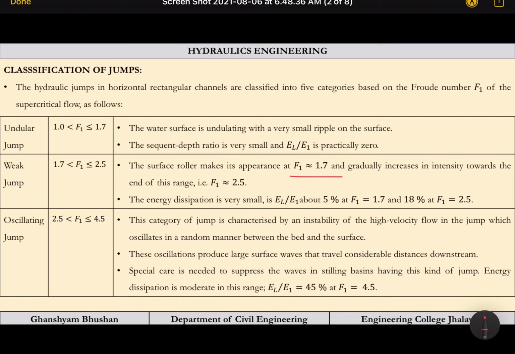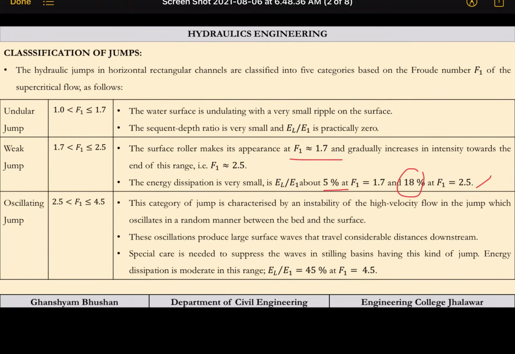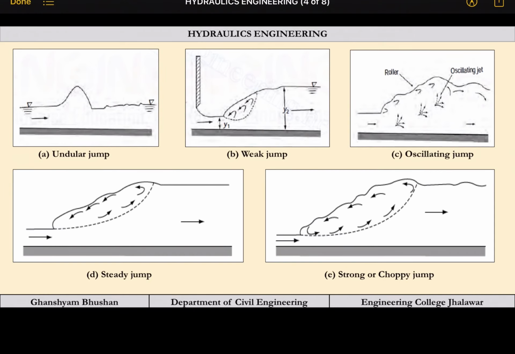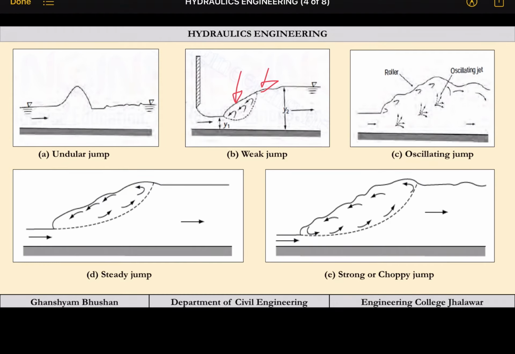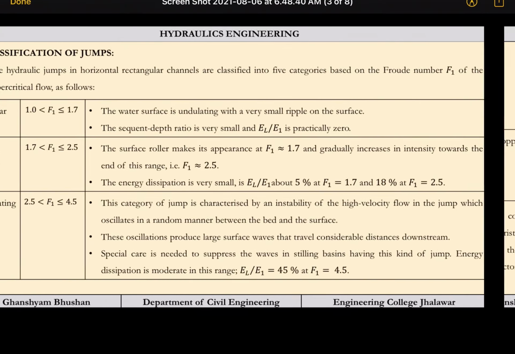And energy dissipation is 18% if the Froude number is 2.5, and if it is 1.7 it is 5%. This is also not a very huge amount of energy loss. So you can see rollers are being started at the depth of y1, and they vanish when we are reaching towards y2. So the Froude number will be something around 2.5.